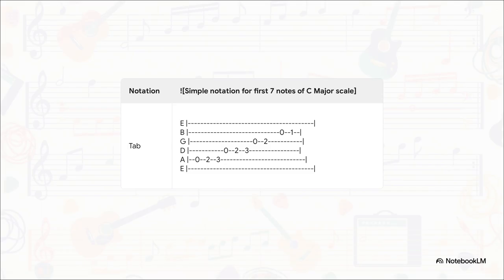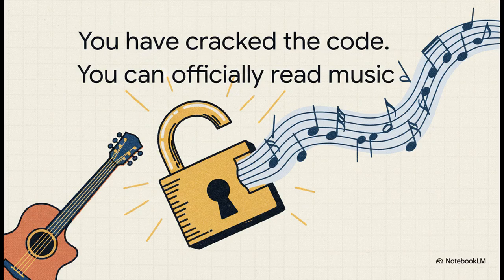See how that first note in the notation lines up perfectly with the 0 on the A string in the tab? And the next note lines up with the 2? They are showing you the exact same thing, just in 2 different ways. The notation gives you the what, and the tab gives you the how. It's the whole shebang.